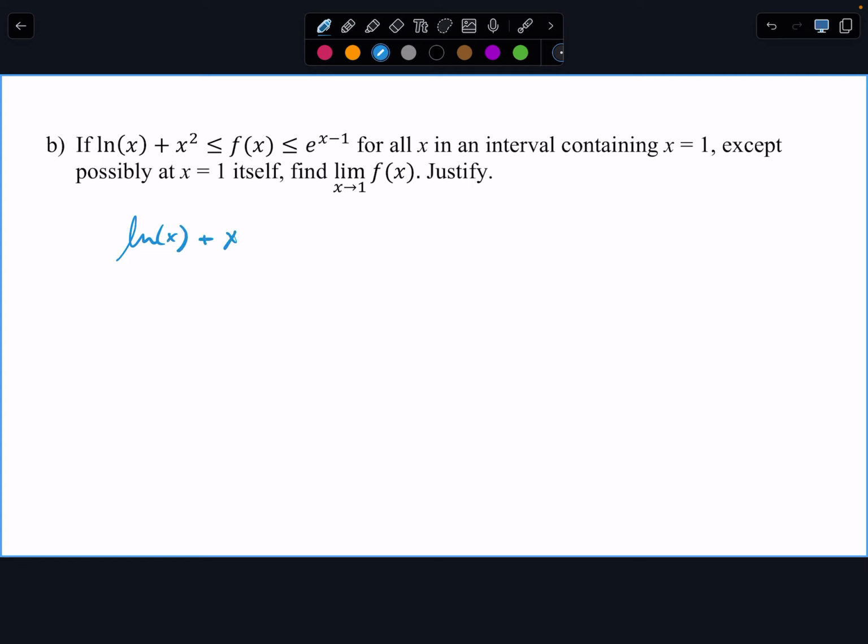Maybe talk to your group member. You know what ln of 1 is. Is it 1 or 0? Think about it. 0. Why? Maybe somebody could explain to her why it is 0.